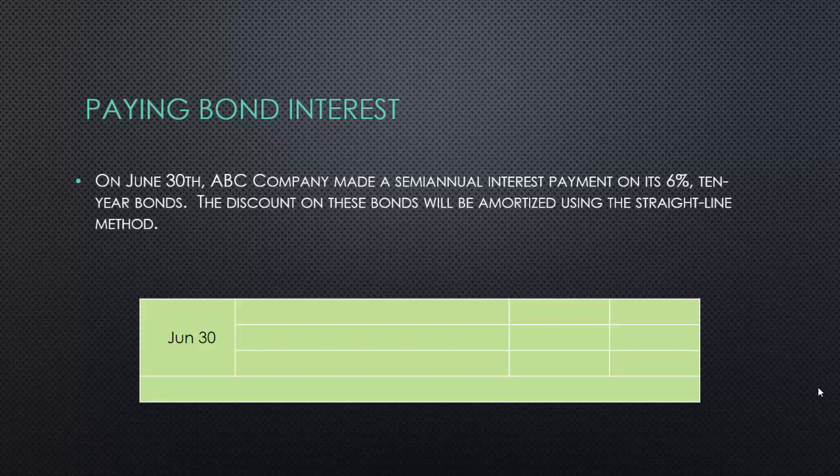So in our June 30th entry, we're going to have a debit to interest expense. We're going to have a credit to discount on bonds payable. And we're going to have another credit to cash. How much goes in here? Well, the amount of cash is the amount of actual interest that we are paying to our bondholders.